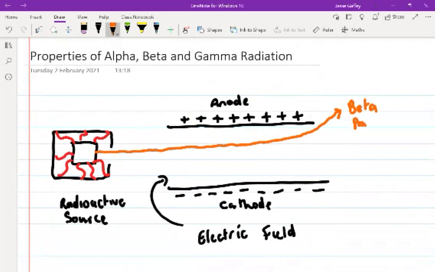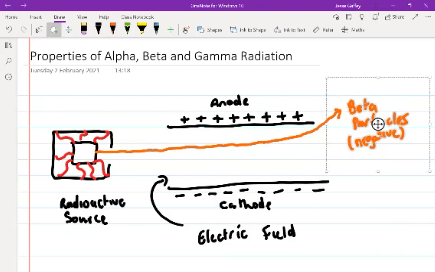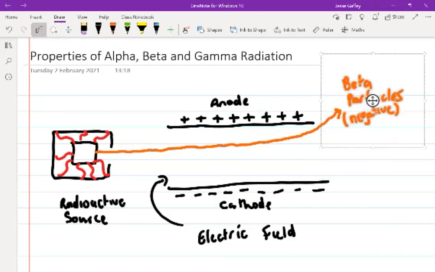Beta particles. So the angle would actually be changed. Why? Well, they are negative. Beta particles are negatively charged. Now I'm actually just going to move that up a little bit. Now, guys, you shouldn't be writing frantically trying to copy everything down. Do please listen to me.